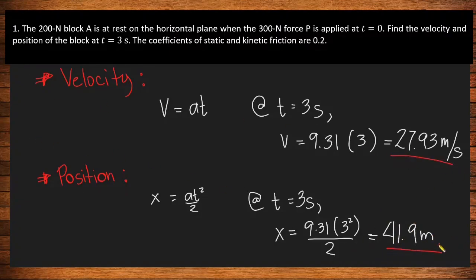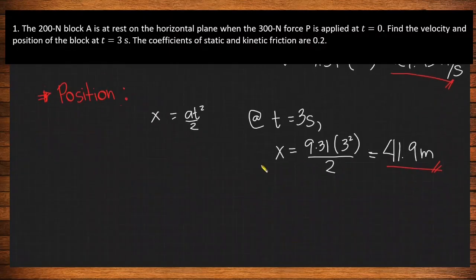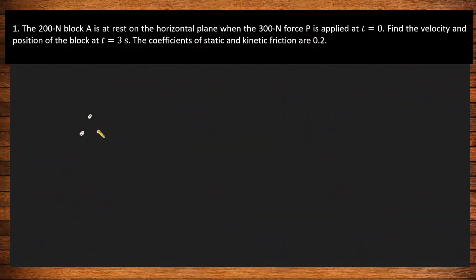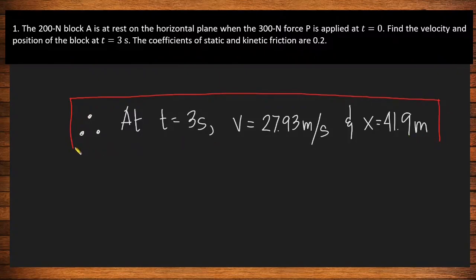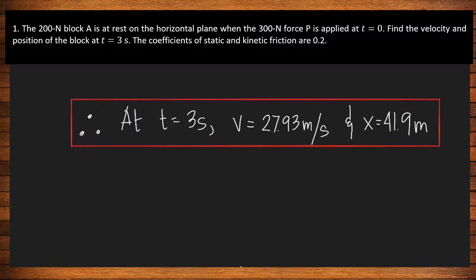So therefore, at t equal to 3 seconds, our block will have a velocity of 27.93 meters per second and a position equal to 41.9 meters. Okay? So, take note that if our solution for our unknown vector component yields a negative sign, it indicates that the component acts in the direction opposite to what was initially assumed. So, in this case, positive values naman yung nakuha natin. So, ibig sabihin, tama yung assumption natin that our block is moving to the right.